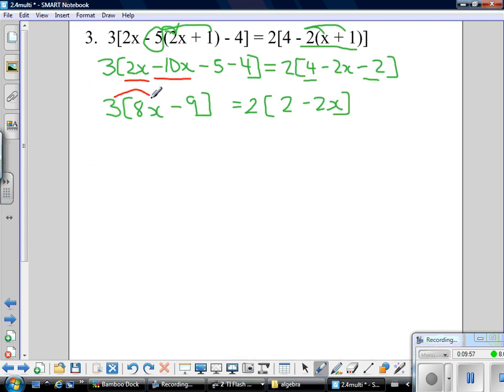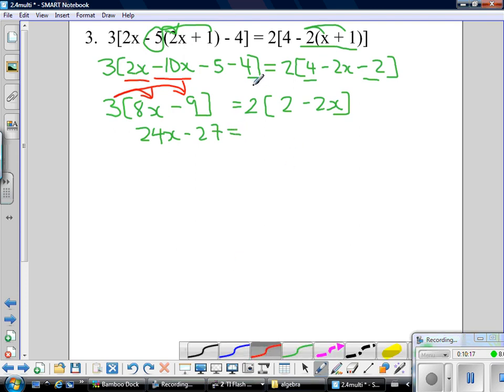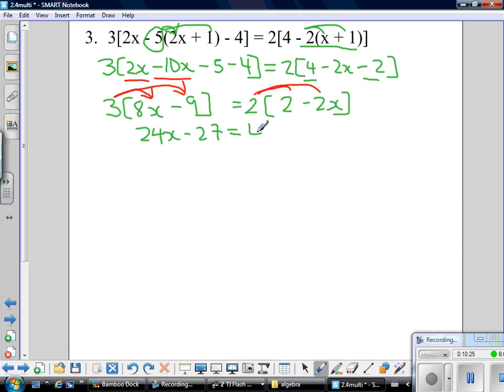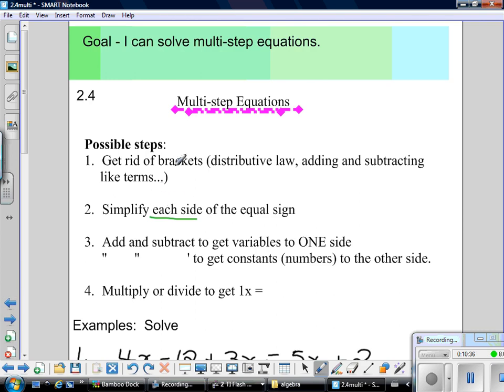So now I'm going to take that 3 in to both of those terms. So I end up with a 24x, a negative 27, and on the other side, I'm going to multiply that 2 inside the bracket. So I end up with a 4 minus a 4x. Finally, we've got rid of all the brackets. So if I go back to my page, all right, so we've got rid of the brackets.